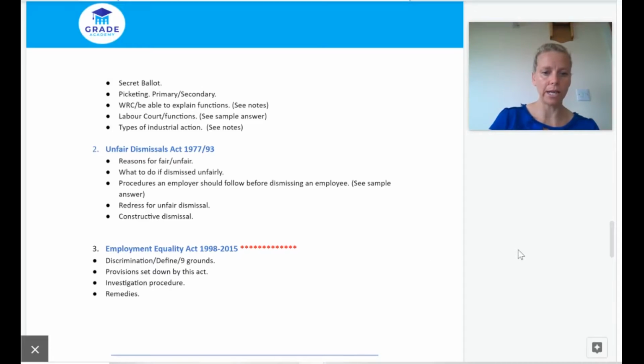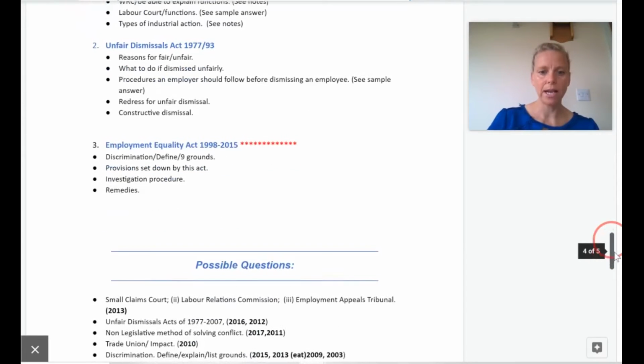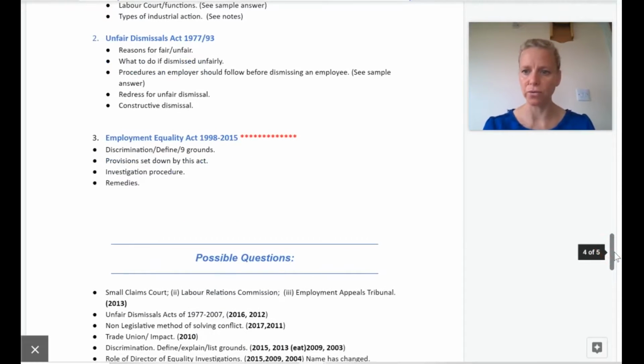And the next one we look at then is the Employment Equality Act. Now, in terms of acts, this is the one that hasn't featured regularly. The other acts have featured more recently. So I would make sure that you know this one. Discrimination: be able to define what discrimination is, and be able to give the 9 grounds of discrimination. It has come up previously where the question was a really nice question, and it just asked to list the grounds of discrimination. So that would have been a really nice question.